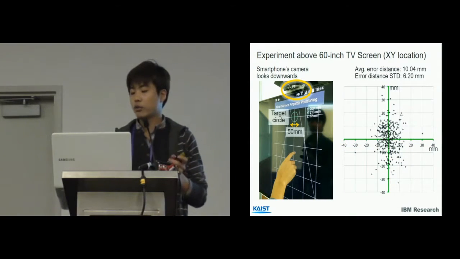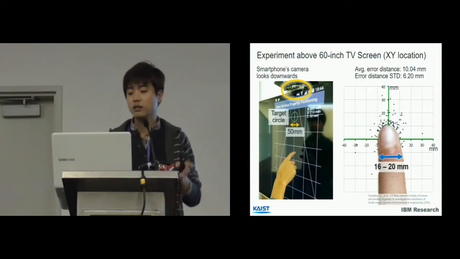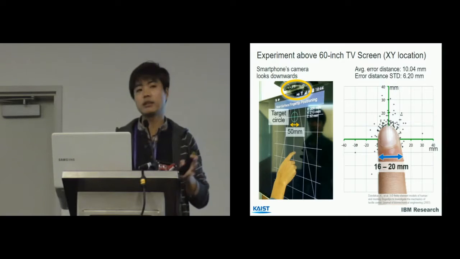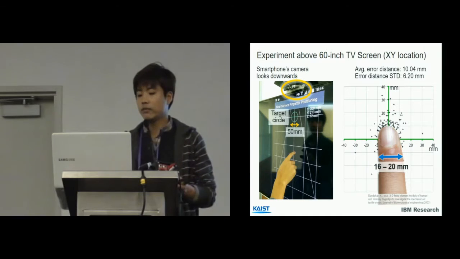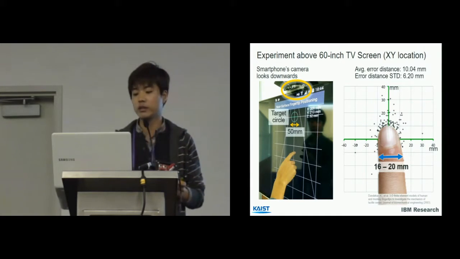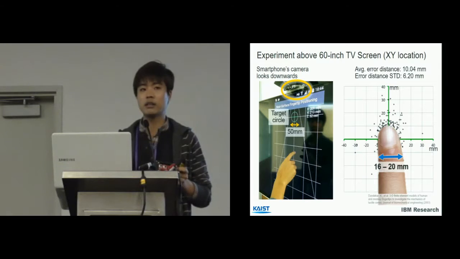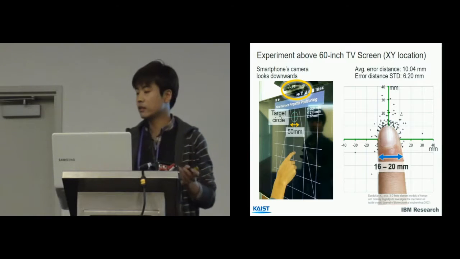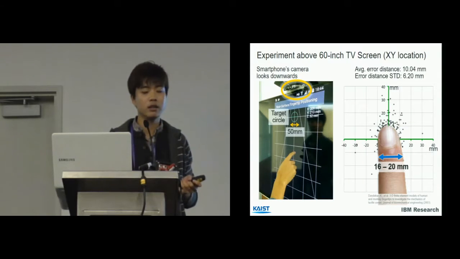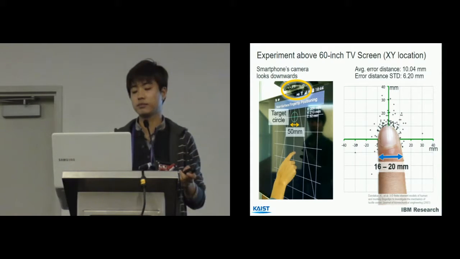The average error was about 10 millimeters. According to a survey, the average width of the index finger is 16 to 20 millimeters for most adults. So, we believe that an error distance of 10 millimeters would fit with finger interaction above a surface. We have a plan to study design guidelines for an interface provided by SymmetriSense, such as what is a good object size for pinpointing, and what is a good distance between objects given the error distance.